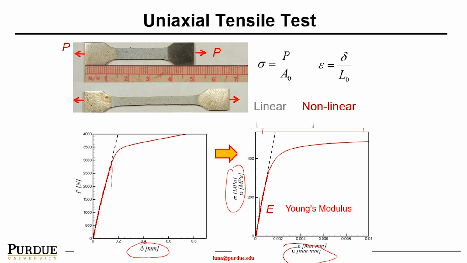So again, the Young's modulus is the tangent of this curve. That's the intrinsic material property. So it's never good to use the stress or strain alone to describe a material. Why? Because that's not an intrinsic material property. It really depends on the material geometry.